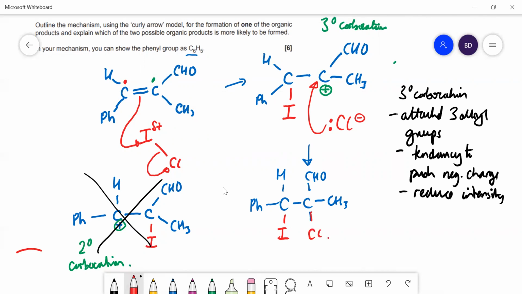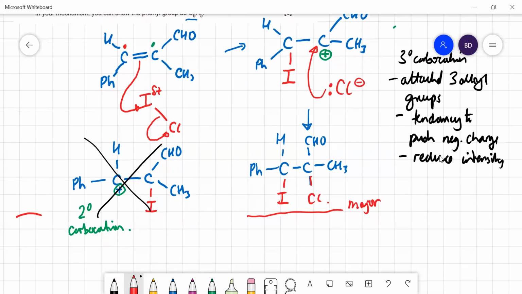Okay, so just check we've done everything. Outline the mechanism: yes, we've done the curly-arrow model for the formation of one of the organic products. So this is one of the organic products, and we've explained that you're going to get more of this one. This is the major product because it goes via the tertiary carbocation instead of the secondary carbocation. That's electrophilic addition.